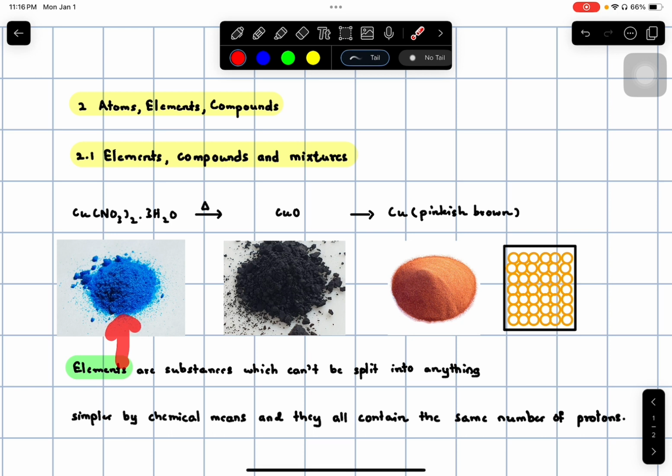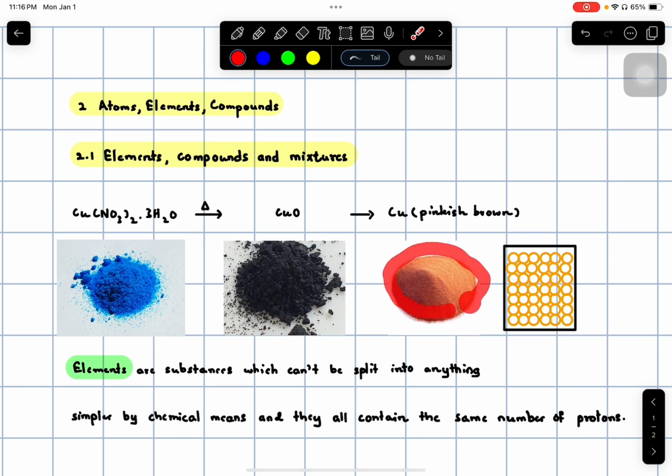Now, if we heat these hydrated crystals, we're going to be left with black copper-2 oxide, which is a black powder, and you can see that it becomes a much simpler substance compared to the copper-2 nitrate crystals. If we pass hydrogen over this copper-2 oxide, that hydrogen will remove the oxygen and it will leave us a very pinkish brown copper here. You can see here that copper is a much simpler substance than copper-2 oxide.